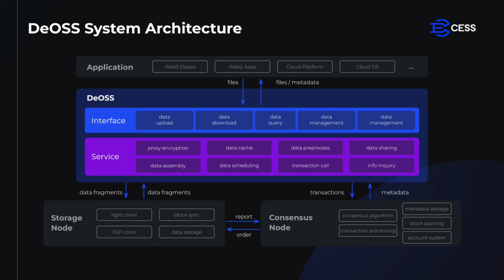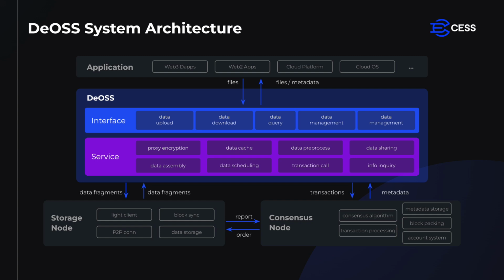DeOSS system architecture. In the DeOSS system architecture, we find a high degree of integration with the SES blockchain at its core, setting it apart from traditional distributed system architectures. This unique blend creates an open and decentralized object storage system that seamlessly connects the interface layer and service layer.